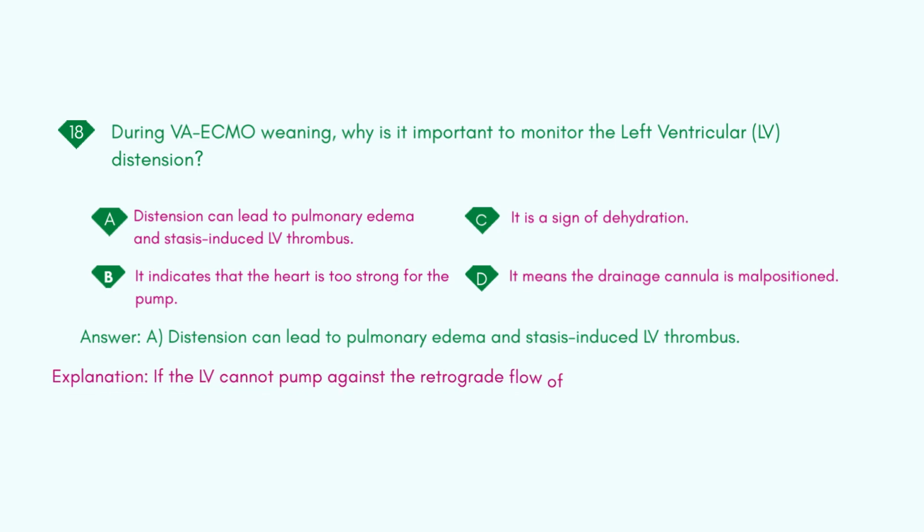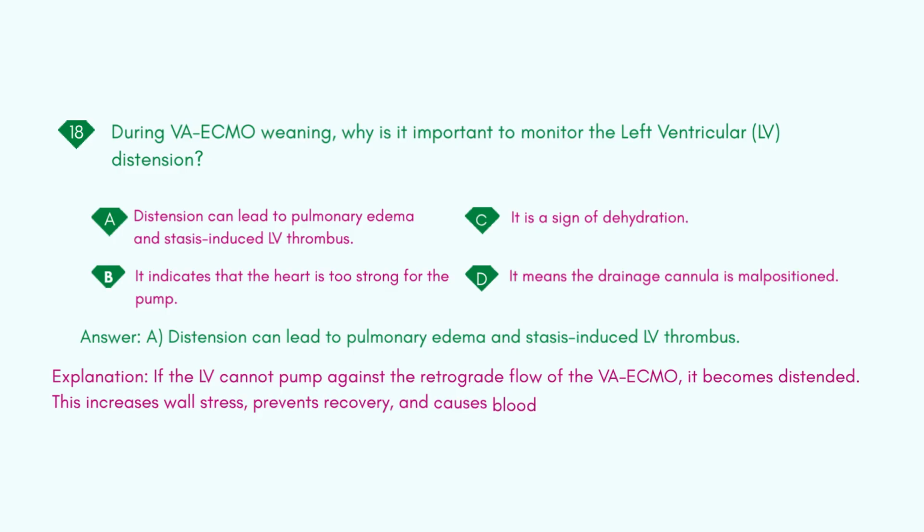Explanation: if the LV cannot pump against the retrograde flow of the ECMO, it becomes distended. This increases wall stress, prevents recovery, and causes blood to back up into the lungs.